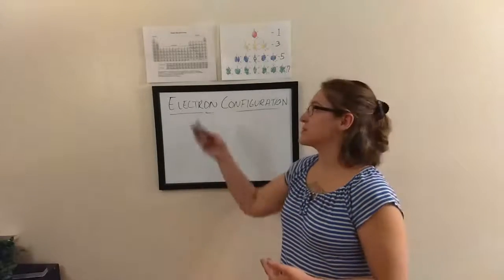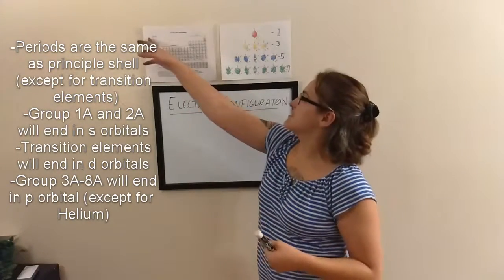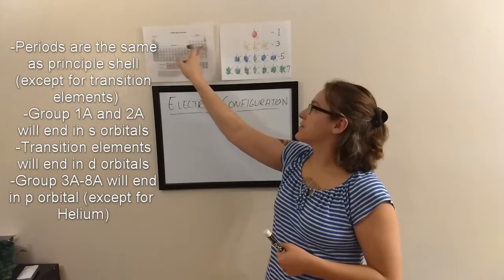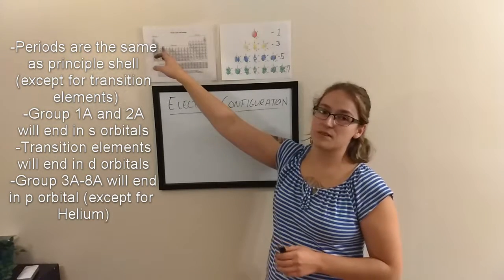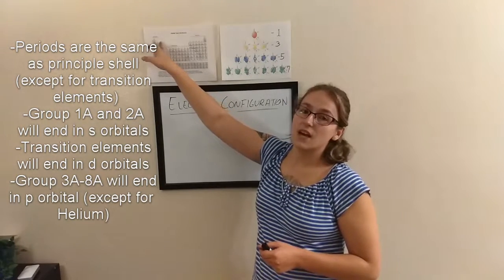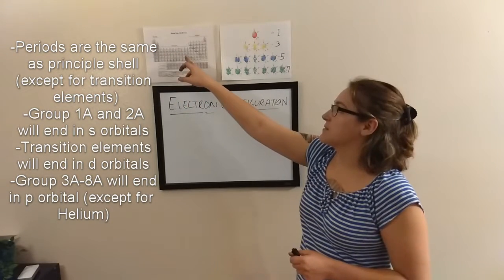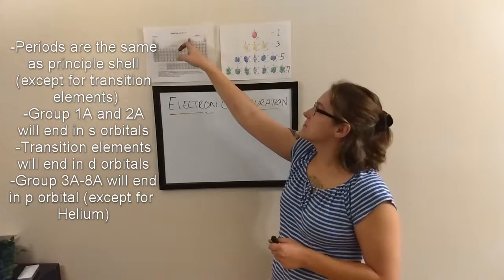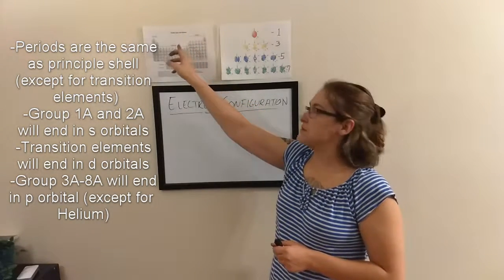Now some shortcuts with the periodic table to find your electron configuration. So the periods here on the side are the same as the principal shell number for the elements in that period, except for the d orbitals, which will be the period minus 1. Group 1a and 2a will end in the s orbital. The transition elements will be the d orbitals, and the group 3a through 8a will be the p orbitals.